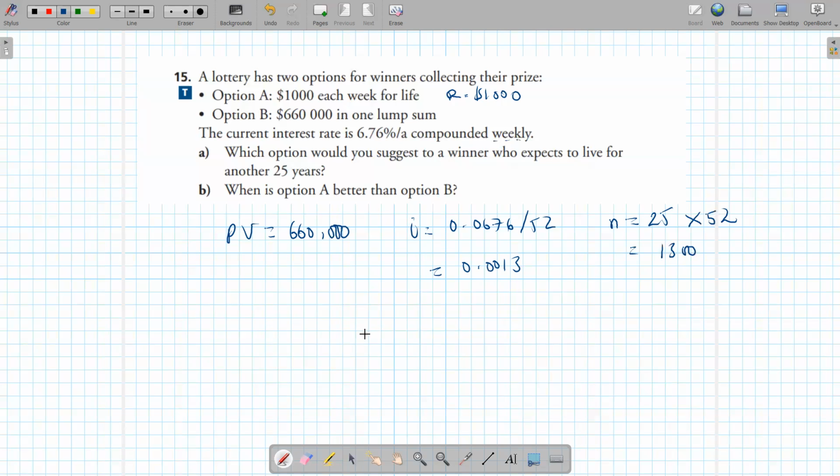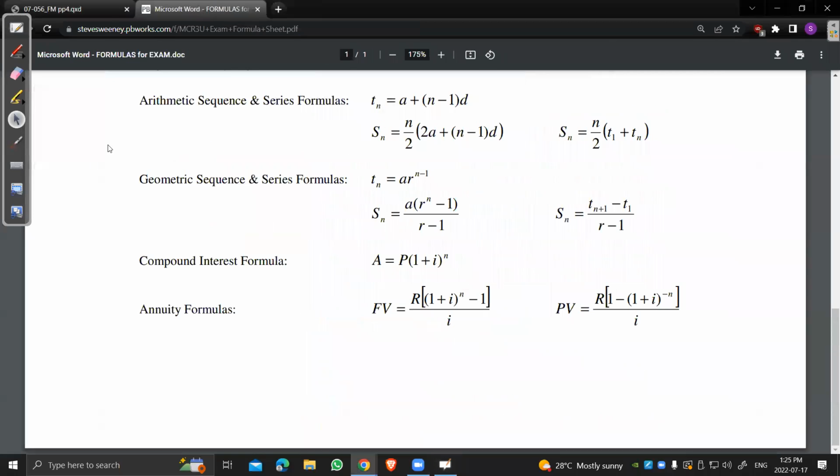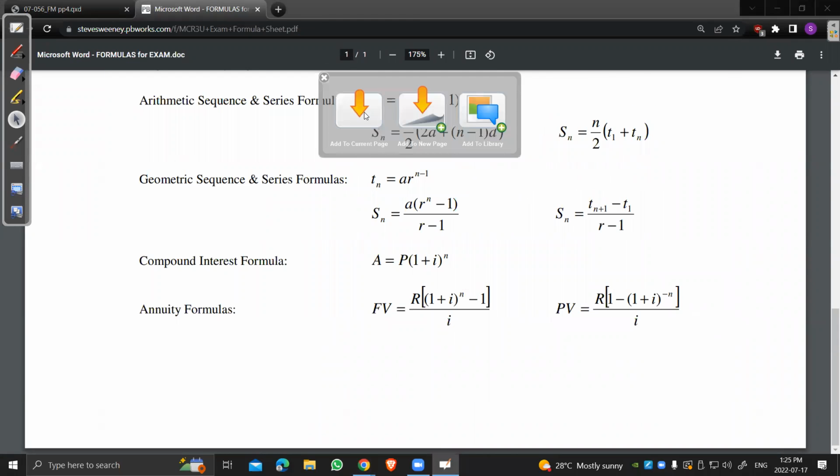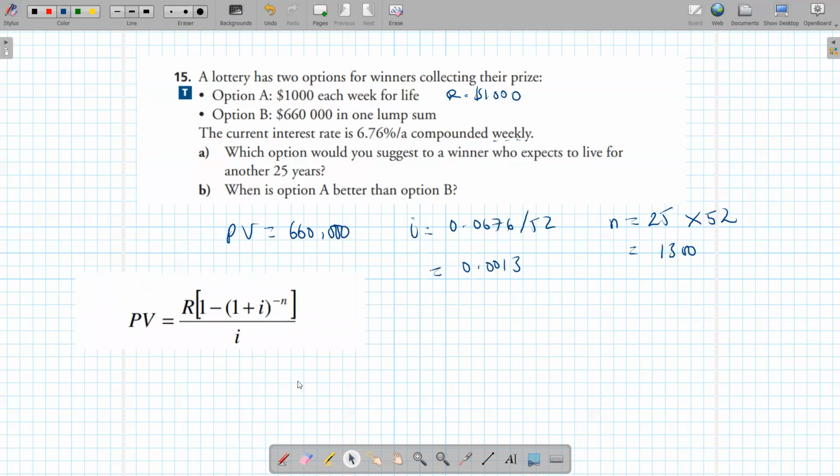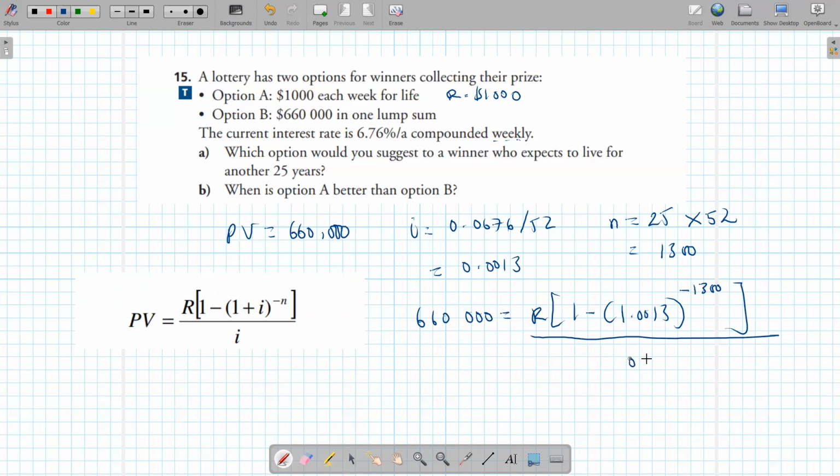Now let's use the formula for present value. I'm going to give it to you, but eventually, why are we using the present value formula, by the way? Because the 660,000 that he gets, he's going to get it today, right? That's why. And we're trying to find R. So 660,000 equals R times 1 minus 1.0013 to the power of negative 1,300, all over 0.0013. Okay, again, try plugging this in one step at a time. First plug that, then divide by 0.0013, and then divide both sides by that number. And you'll find the R and tell me what you get.